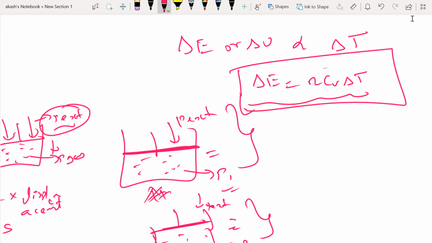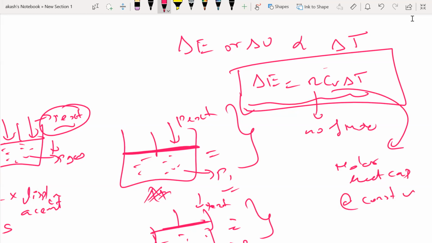Delta E is equal to N, number of moles, CV, molar heat capacity at constant volume, right? And delta T is the change in temperature in Kelvin. Okay, so this formula again you have to remember. Delta E is equal to NCV del T. So if at all you know the change in temperature, you actually know what is the delta E value, because CV for all the gases are known, right? Number of moles obviously you need to know, right? Number of moles and the change in temperature, you will be able to easily calculate what is your delta E. Delta E is equal to NCV del T.